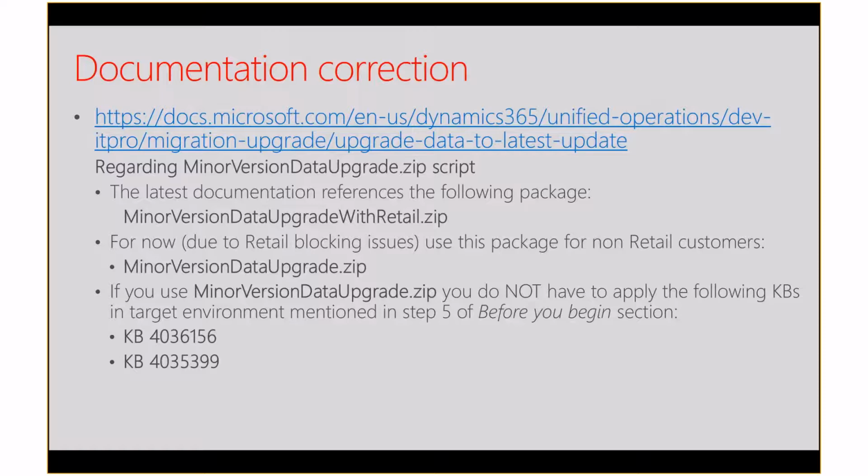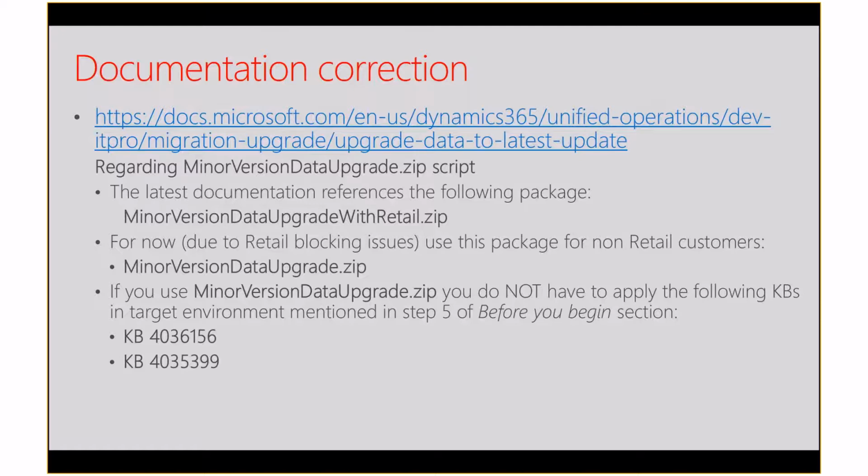For this reason, in my previous slide, I did not advise to use the minor version data upgrade with retail.zip package, but I advise still to use the minor version data upgrade.zip for the non-retail customers. The result is that you have an upgraded database, correctly updated, but the retail schemas, for example the ChannelDB retail schema inside your database, is not upgraded. It can still be upgraded at a later stage when you install any binaries. So we don't see it at that moment as a blocking issue.